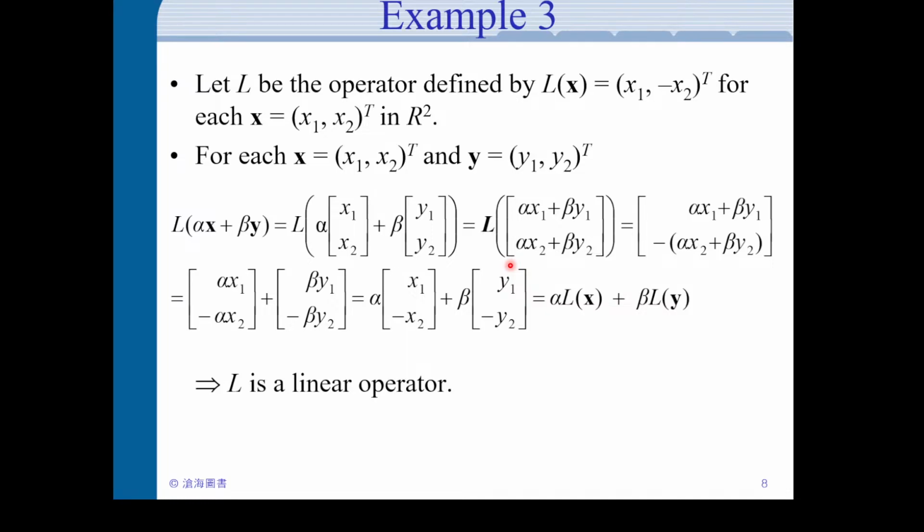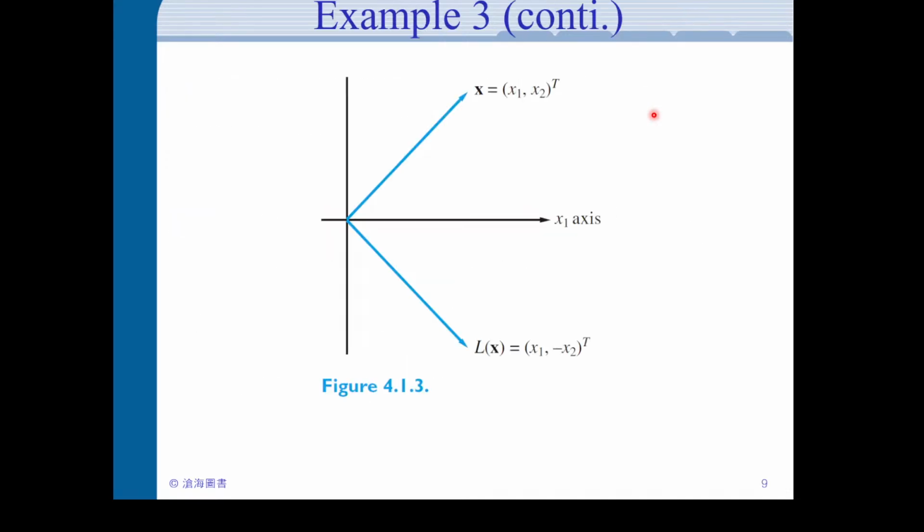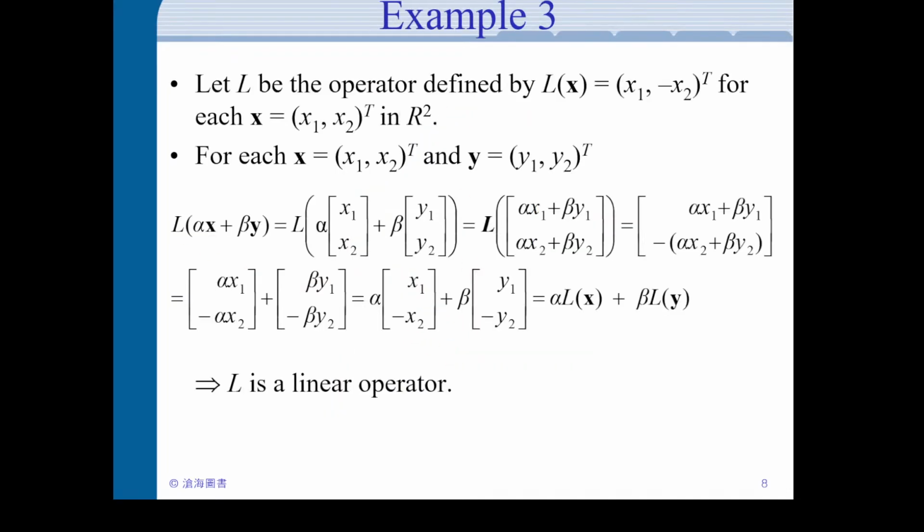Okay, and we have a more complicated example here, in R2. So x equals x1, x2, and L of x equals x1 and minus x2. Let's look at the geometry first. Basically, what this does is a reflection around the x1 axis. So we have x1, x2 here, and we become x1, minus x2. So x2 becomes minus x2 here. You do a reflection around the x1 axis, or you put a minus sign on the x2 coordinate.